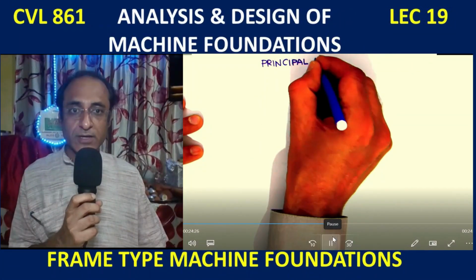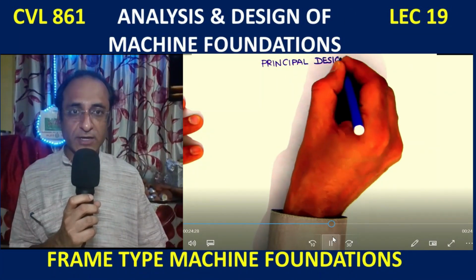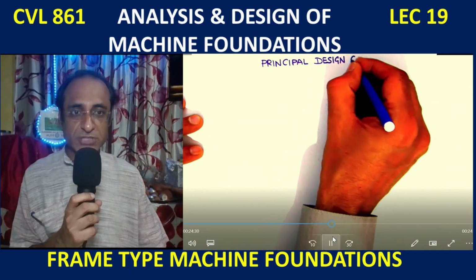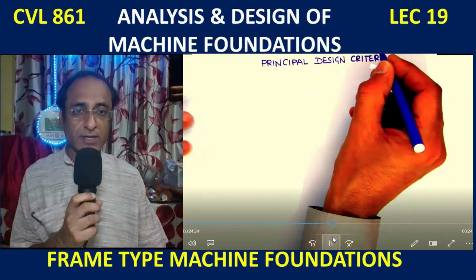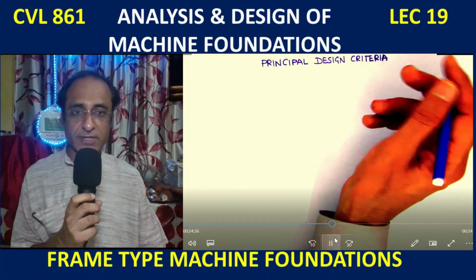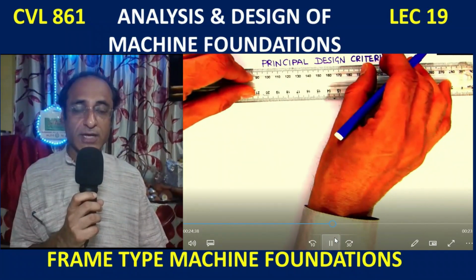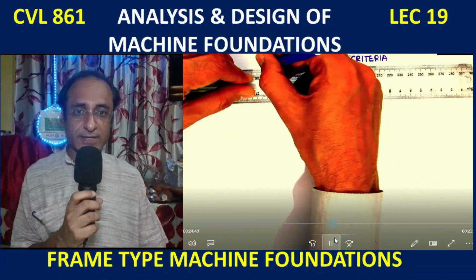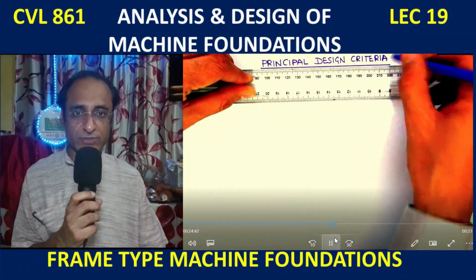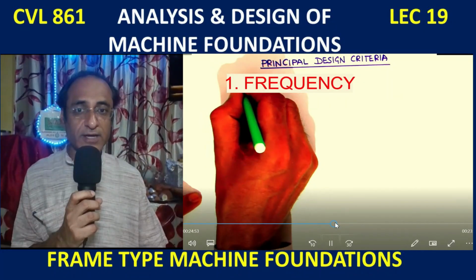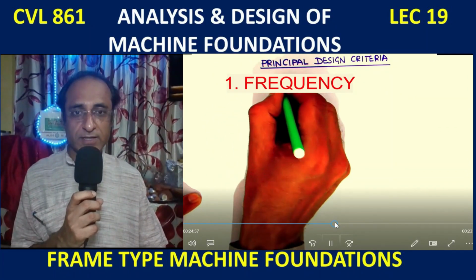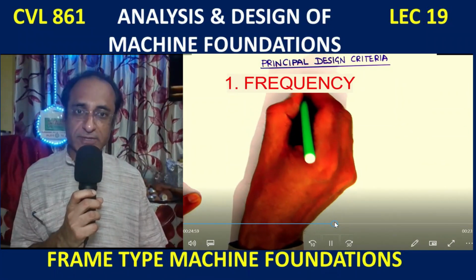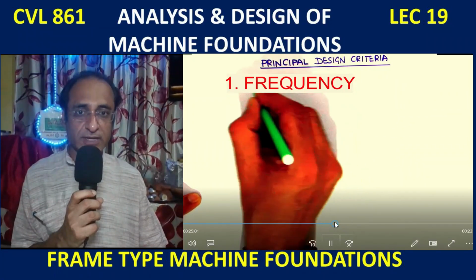We'll be studying the design criteria and how to do the checking, just like in the case of the block type foundations. Here also we have principal design requirements, and they are slightly different from the block type foundations. The two criteria are the frequency criteria and the displacement amplitude criteria. So we'll just have a look at both.